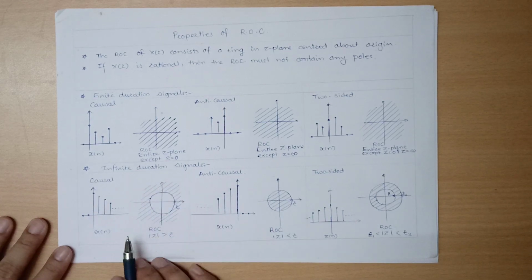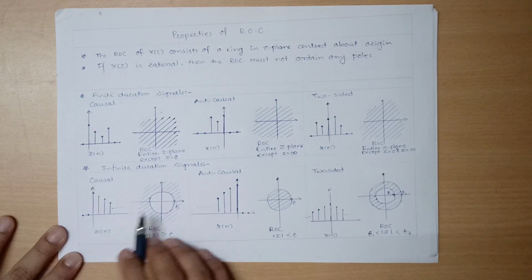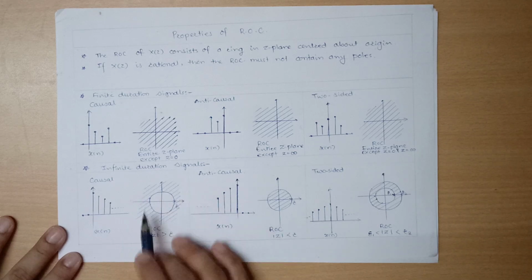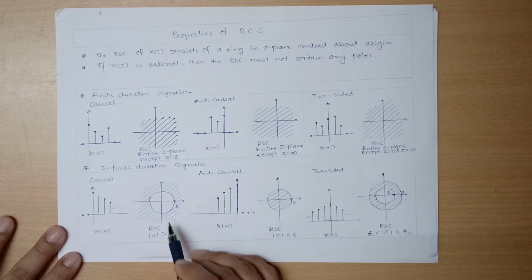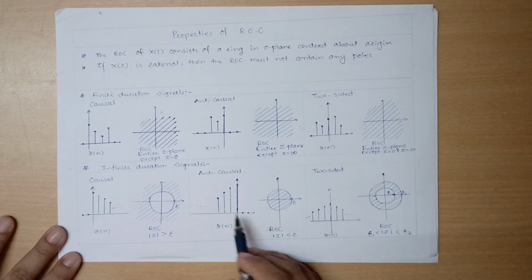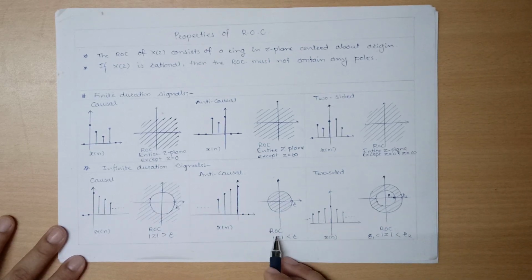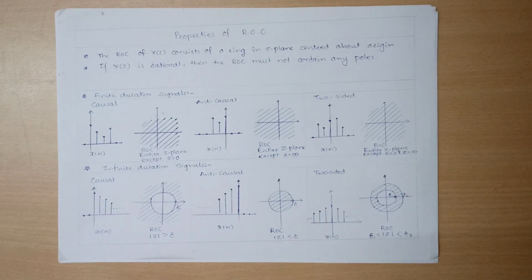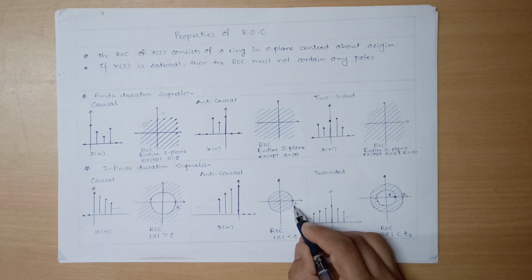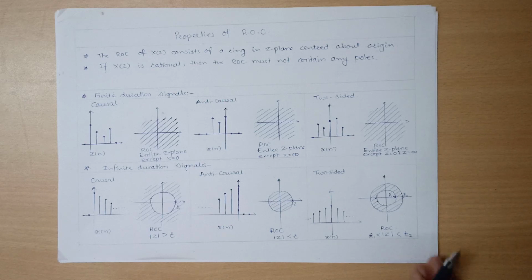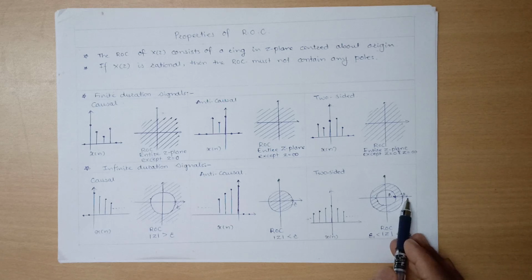Now, infinite duration signals. If the signal is causal, like this, a right-handed signal of infinite duration, then the ROC is circular. It is the region outside, mod of z greater than R. If the signal is anti-causal, the ROC is inside the innermost pole of radius R. If the signal is two-sided, then the ROC consists of a ring between these two poles, R1 and R2.